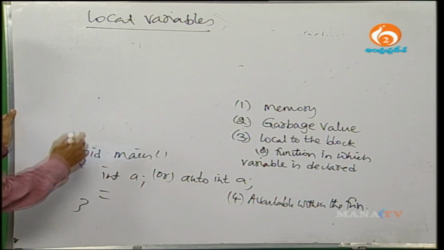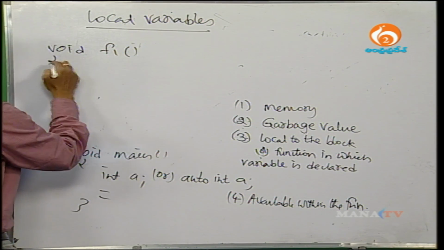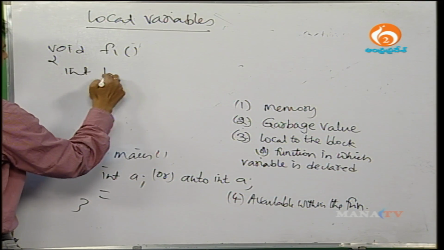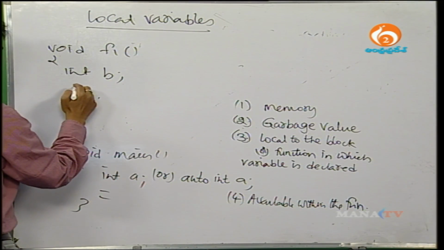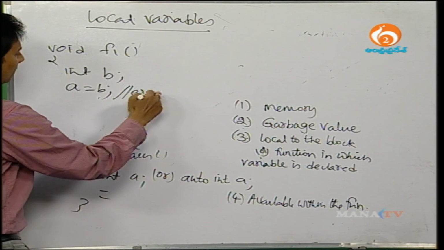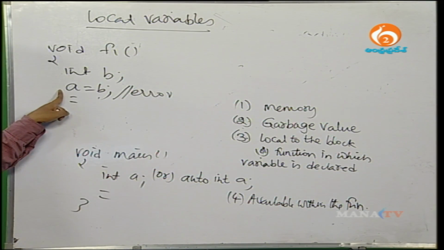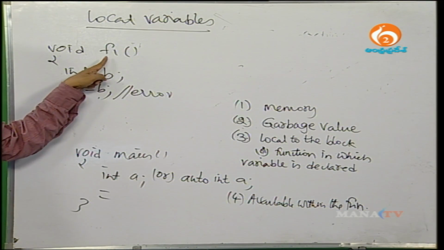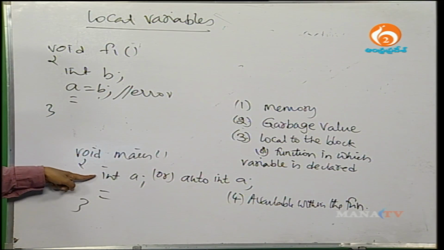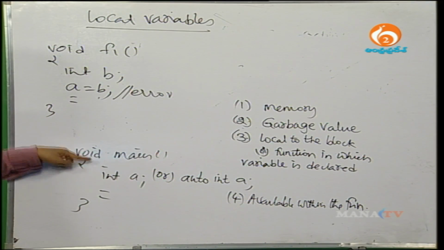Automatic variables are local variables. For example, void f1, int b, a equal to b. Here there is an error, because a is not available in the f1 function, a is available in the main function only. So it leads to an error because a is local to main, but not f1.